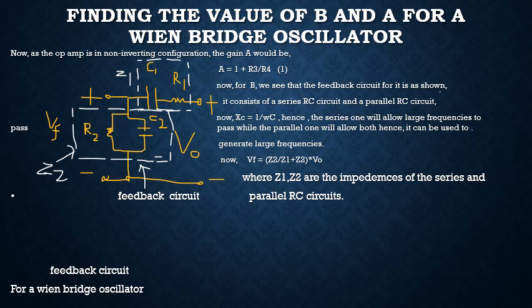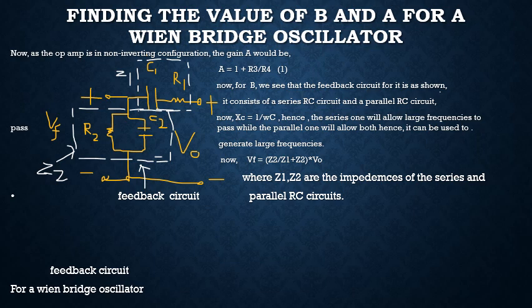Now for finding the value B, we see the feedback circuit. Now the feedback circuit is as shown. It basically consists of an RC circuit in series with a parallel RC circuit. Now we know that XC equals 1 upon omega C. This is basically the reactance of the capacitor.